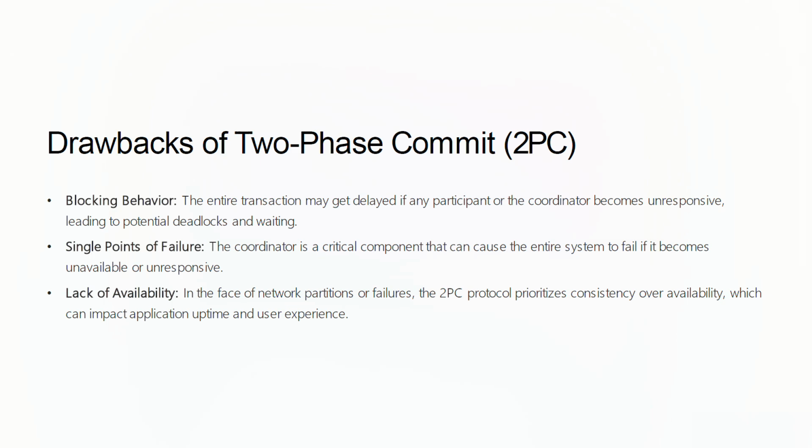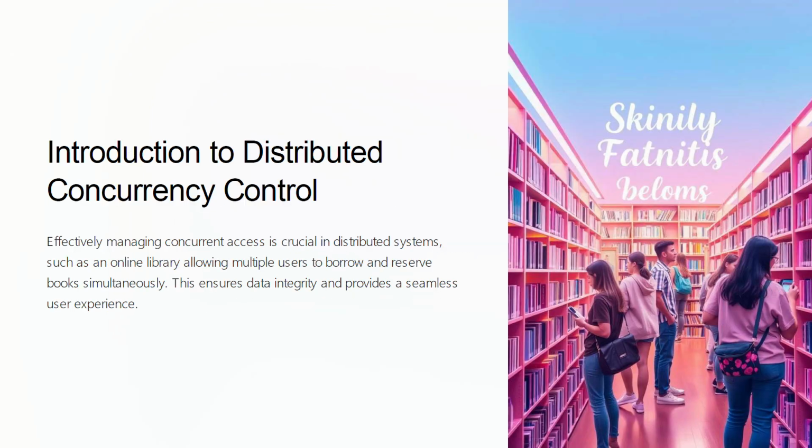Now let's introduce distributed concurrency control. In a distributed system, multiple users or applications may access and modify the same data simultaneously. Managing this concurrency is critical because it prevents conflicts and ensures data consistency across the system.